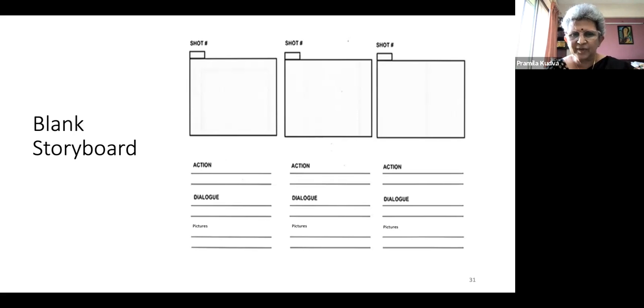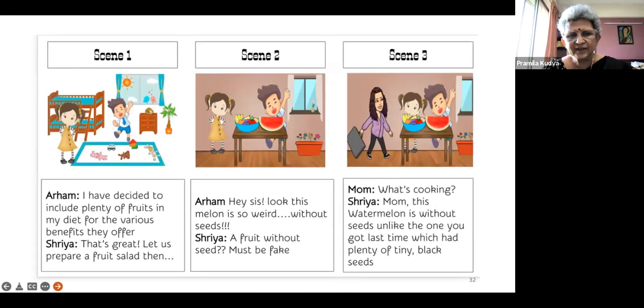You prepare a blank storyboard where you write down the action and the dialogue in this manner. And then scene one, scene two, scene three. Look at the first one.